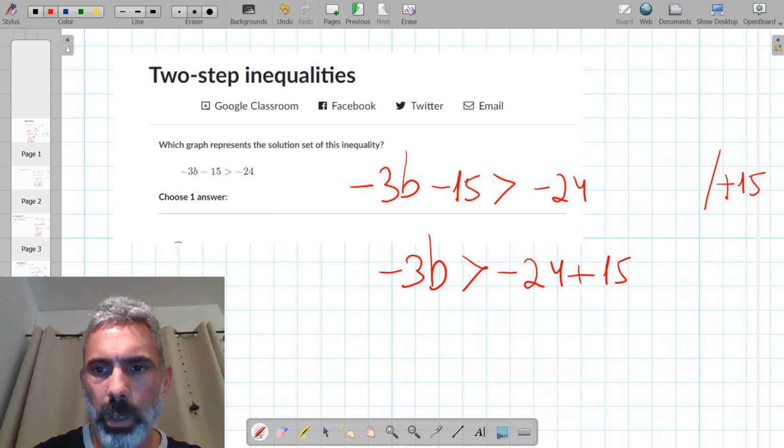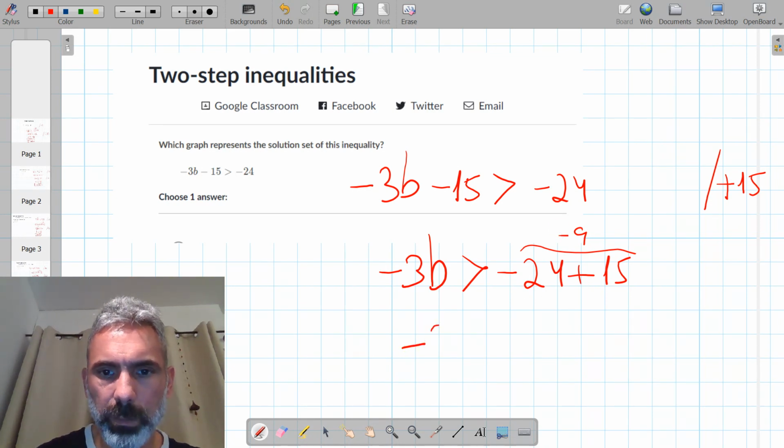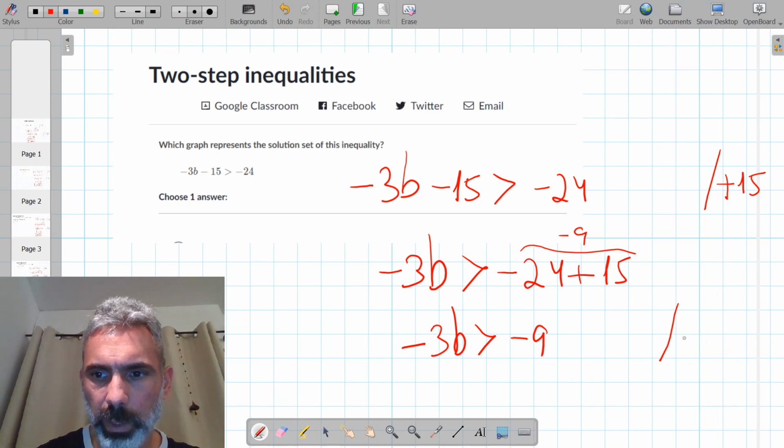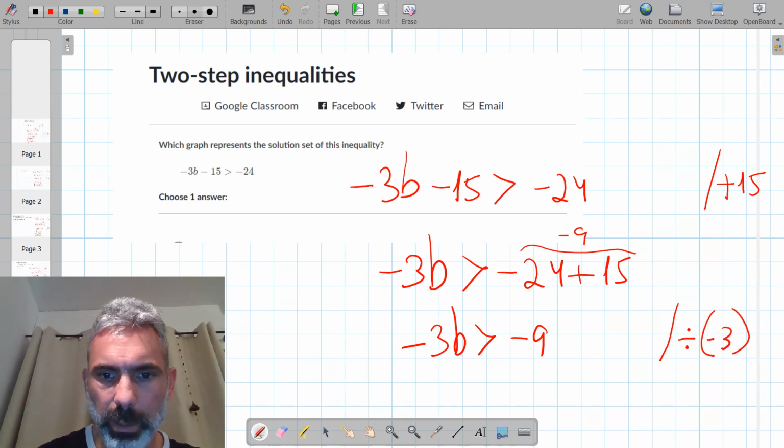Okay. 24 is negative, 15 is positive, so the result is the difference between the two, and the difference is 9, and the result is negative because 24 is greater, so minus 3b is greater than minus 9. Now I divide both sides of the inequality by minus 3, so I isolate the b, but since I'm dividing by a negative number, the sign of the inequality flips.